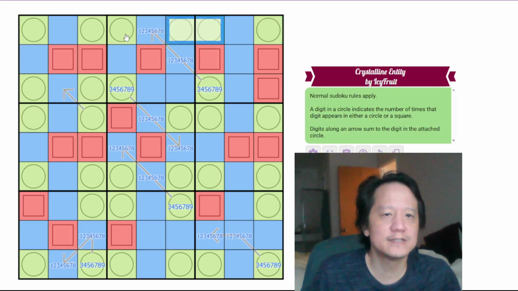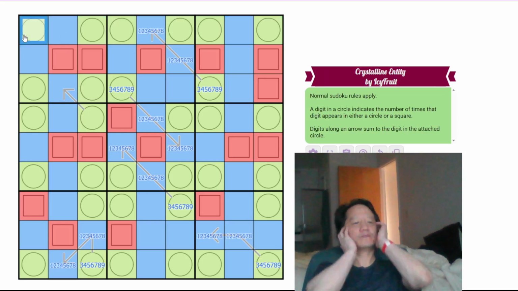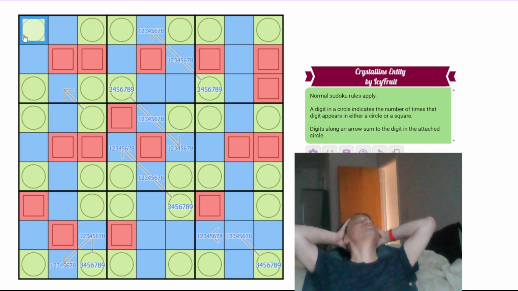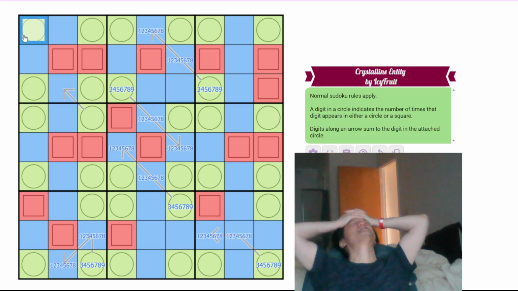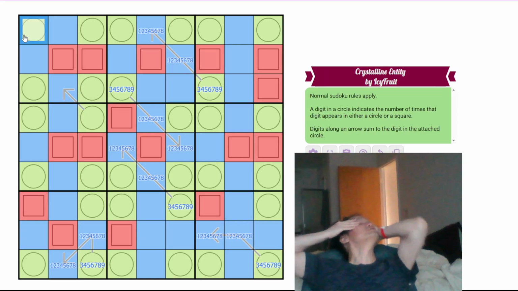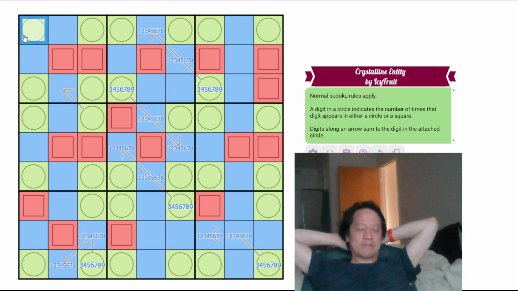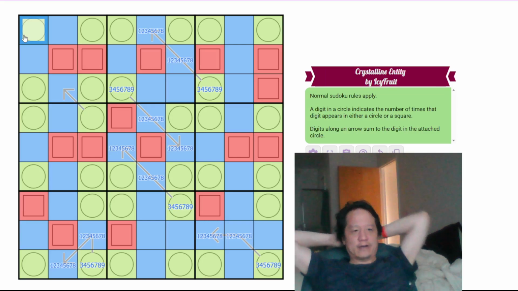We have at least 6 digits in circles. You cannot have all 9. You could have 7 potentially, or 8. Even 8 works too. You cannot have 9. What does that mean? I'm not sure right now.